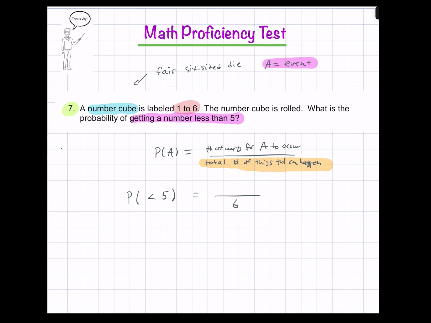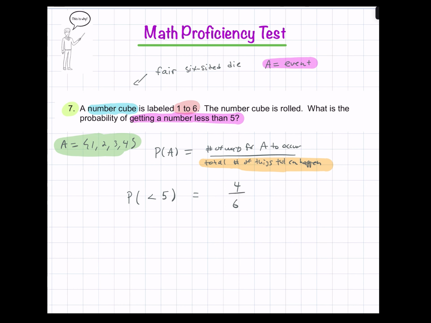Well, what is the event A? How many ways are there for A to occur? Well, I could get a 1, a 2, a 3, or a 4. That's it. Those are the only numbers less than 5. So there are 4 ways for A to occur.